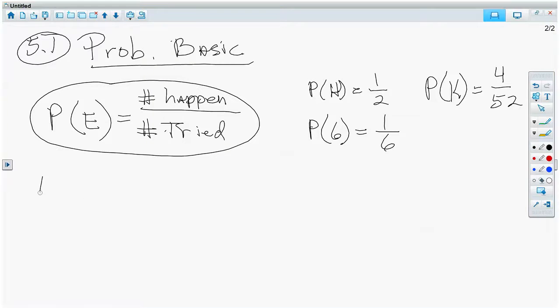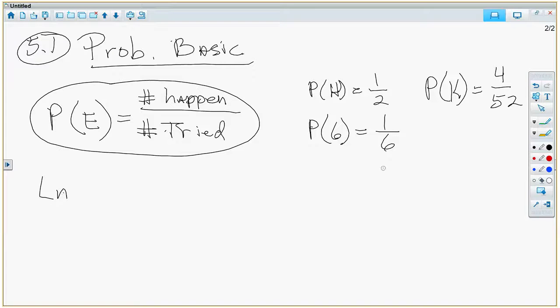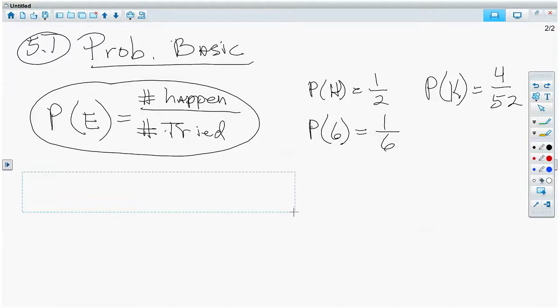Now, I like to explain the large number rule. I ain't going to do that. I'm going to do this. Because I'm not doing math right now. I'm doing dang old English. So I'll just do this.